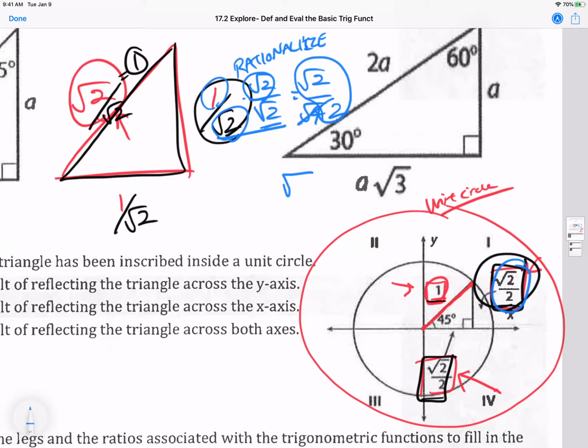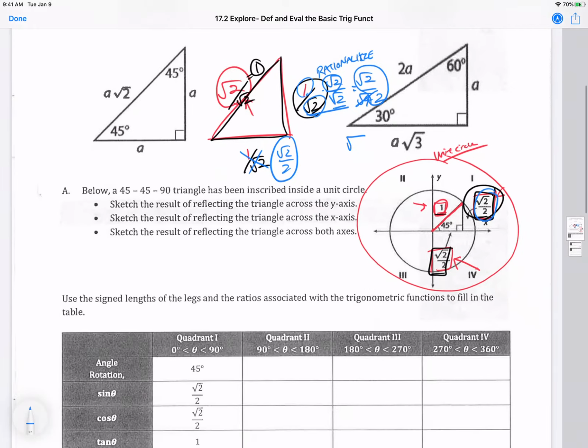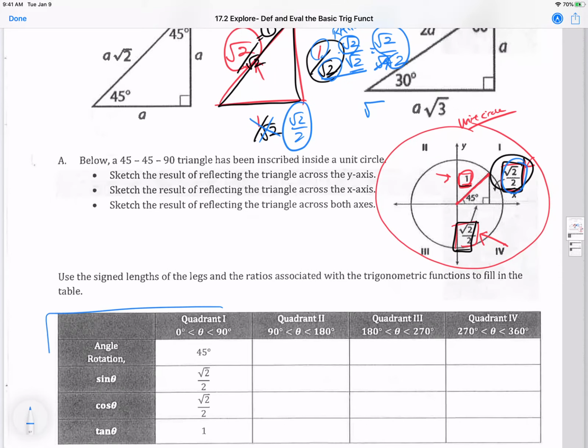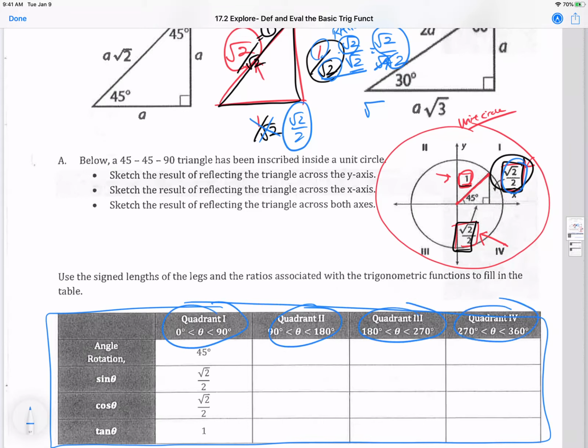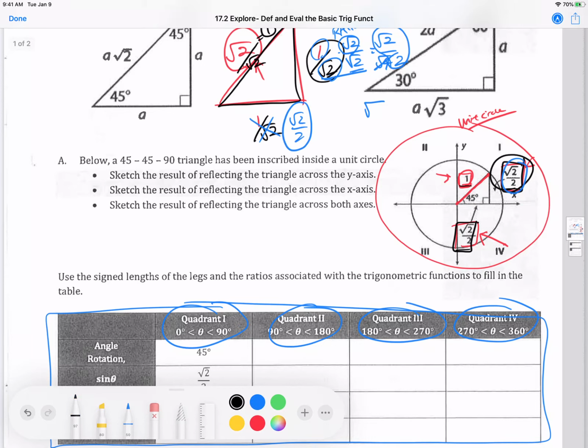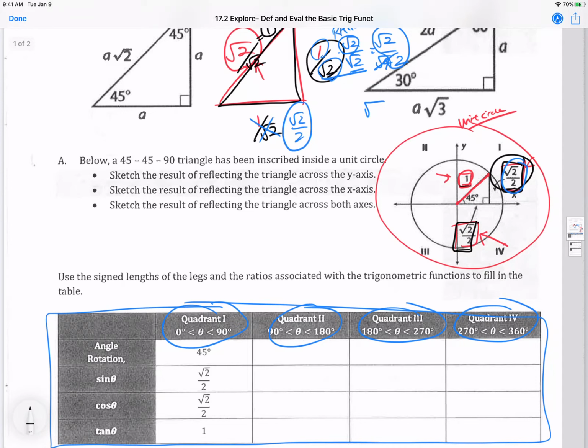Now once we establish that, let's take a look at these values in the table. This is the worksheet that you all have to fill in. We have quadrant 1, quadrant 2, quadrant 3, and quadrant 4. And also, I strongly recommend you watch the video for the part where I'm talking about the unit circle, is that your x and y will always follow cosine of theta and sine of theta. Okay?